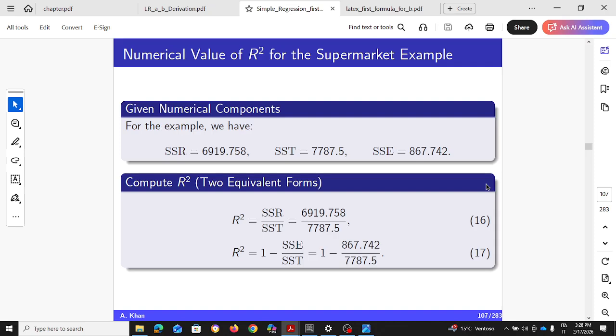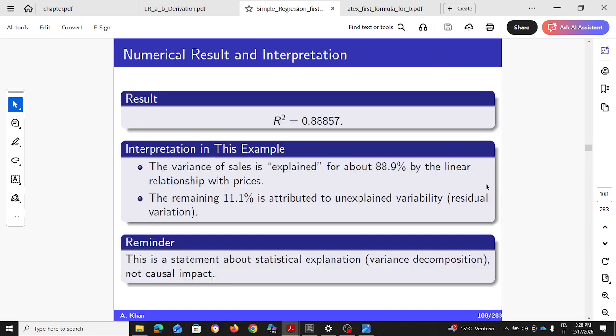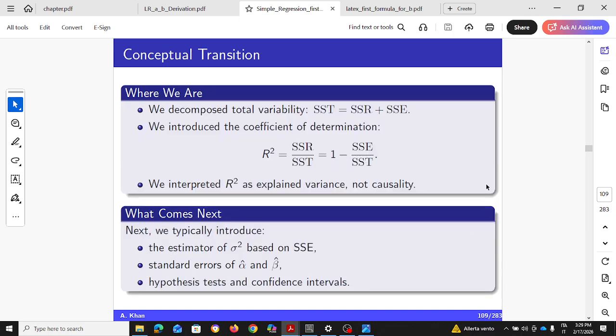And if we put these values into the supermarket example, we get these values. R squared is 0.88857. This means that the linear model we have built explains 88.9% of the variability in the relationship between sales and price. How do we know this? By calculating r squared. And 1 minus 0.88 is what is left, which is not explained by our model, which is 11.11%. We have seen this now.